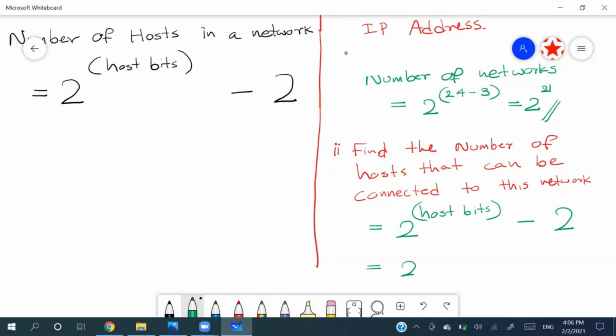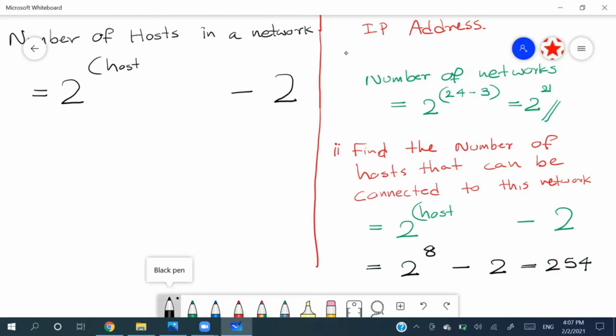So this is going to be 2 to the power 8 minus 2. So that means 254. Right. So from the equation we know, I'm changing this into host id bits.